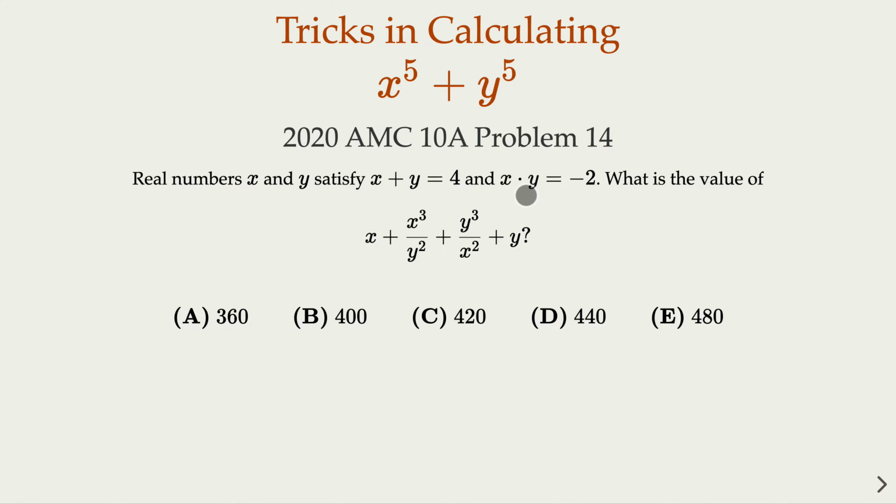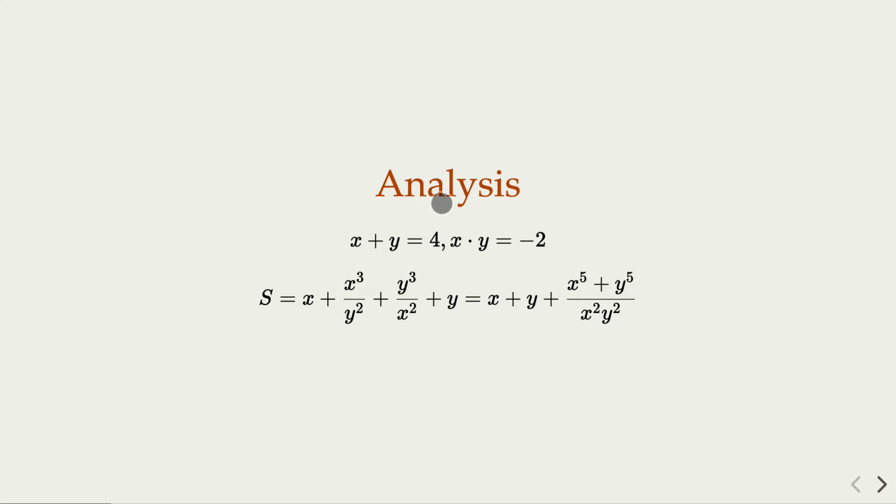third, right? So here, notice that this polynomial is symmetrical in x and y. That is, if you swap x and y, the expression remains unchanged. So this represents a class of problems, and there are two different methods. It is good to know both. Let's get started. The initial analysis is that in order to calculate this expression, you have to know x to the fifth plus y to the fifth.